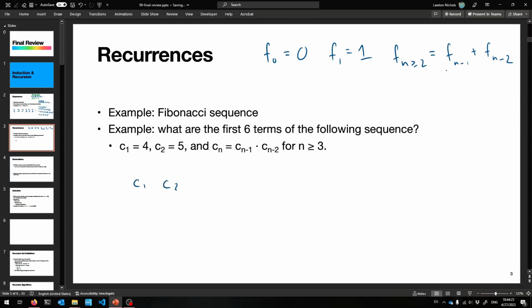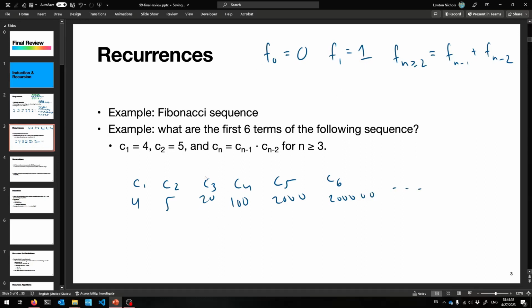So C1 and C2 are given. That's 4 and 5. And then C3 is going to be C2 times C1 according to this definition. So that's 20. C4 is 20 times 5. That's 100. C5 is 100 times 20, that's 2,000. C6 is 2,000 times 100, so that's 2,000 with 2 more zeros. 200,000. And it goes on and on.